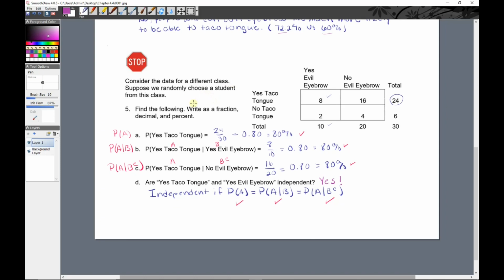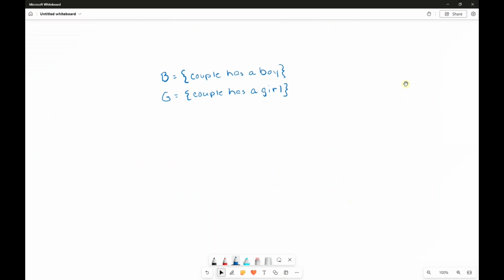Let's go ahead and go off script a little bit and look a little bit more at this idea of independence, because it's not a really hard concept, but people do struggle with it. So I've set up this on a whiteboard, and let's just say I have two events. B is that the couple has a boy, and let's just say that the probability that any couple has a boy is 0.50. And let's call event G that the couple has a girl.